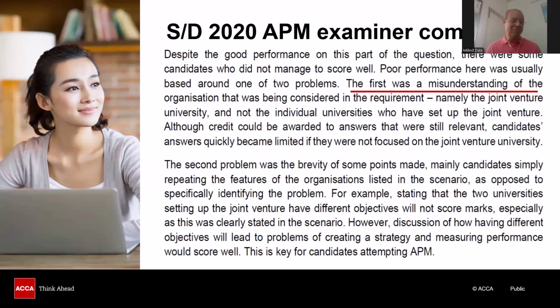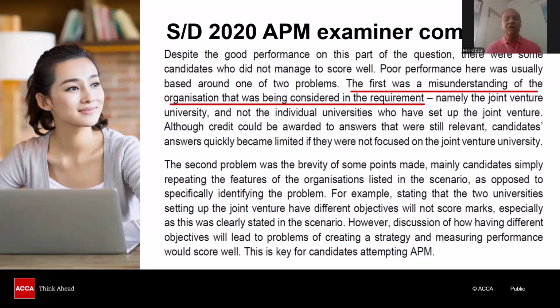So maybe 1 or 2 points one could get right, and you may get some marks, but you may not necessarily score a pass in this. This was a very, very crucial aspect. You were asked about the joint venture and not about the individual university. And the second problem was in brevity. Students wrote so briefly, so little, that markers could not be justified to give any marks for them.